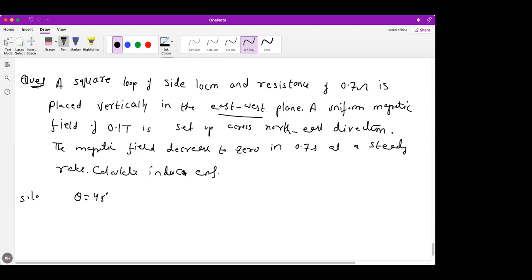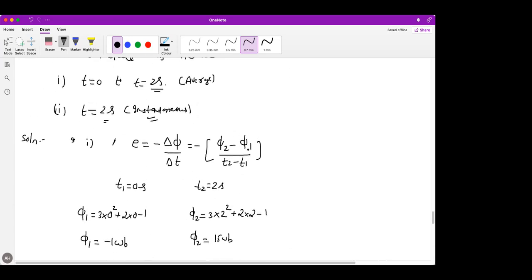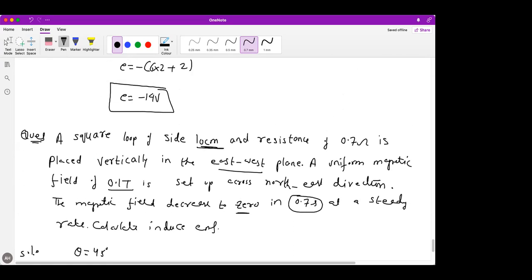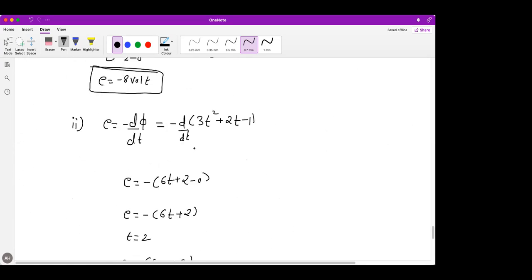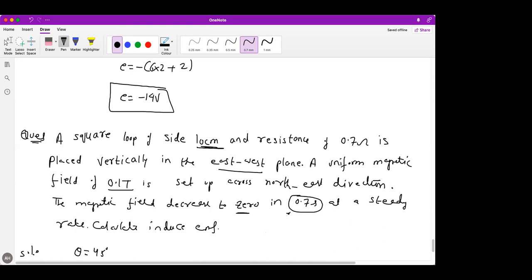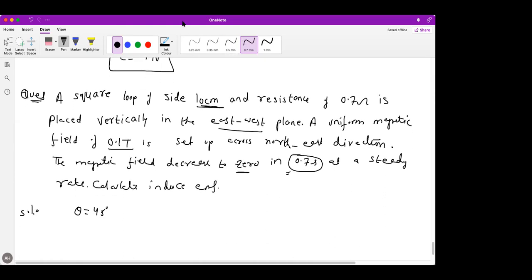Answers. See, it's very easy. Theta is given, magnetic field is given, square is given, so you have area. Using BA cos theta, get the value of initial flux, final flux is 0, and the time taken to change the flux is 0.7 seconds. So you can calculate phi 2 minus phi 1. Phi 2 is 0. Phi 1 you can calculate using BA cos theta. And this T2 minus T1, that time is given as 0.7 seconds. Do it.